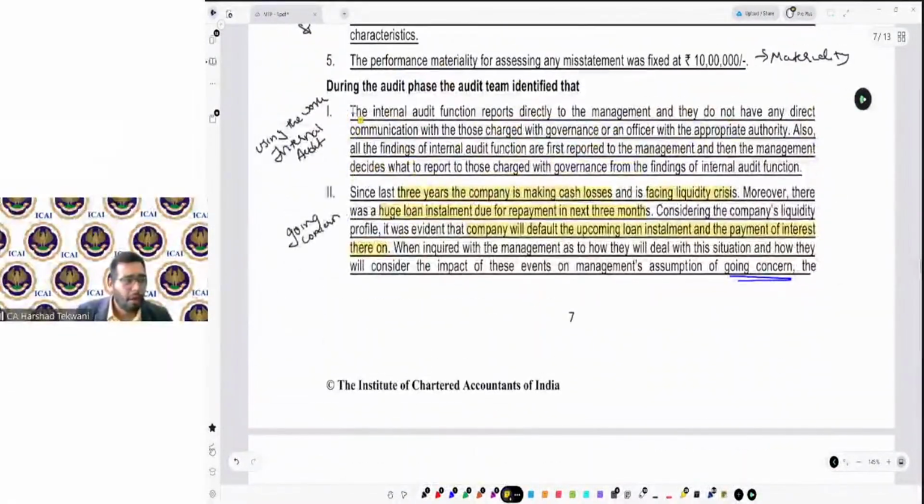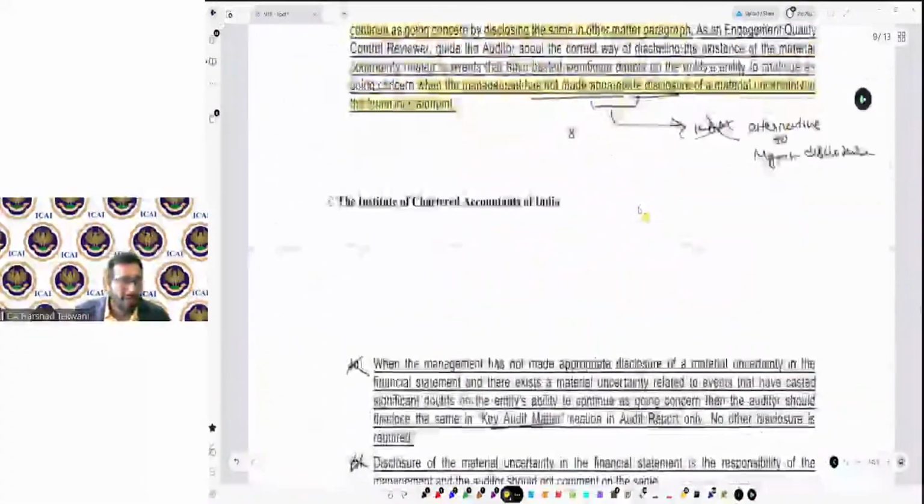Second, the internal audit function directly reports to the management. They do not have direct communication with those charged with governance. That is one important point in the paragraph. Also, all findings of the internal audit function are reported to management, and then management decides what to report to those charged with governance. So by this I can say yes, there is some information given on the internal audit. Now let us see our options.